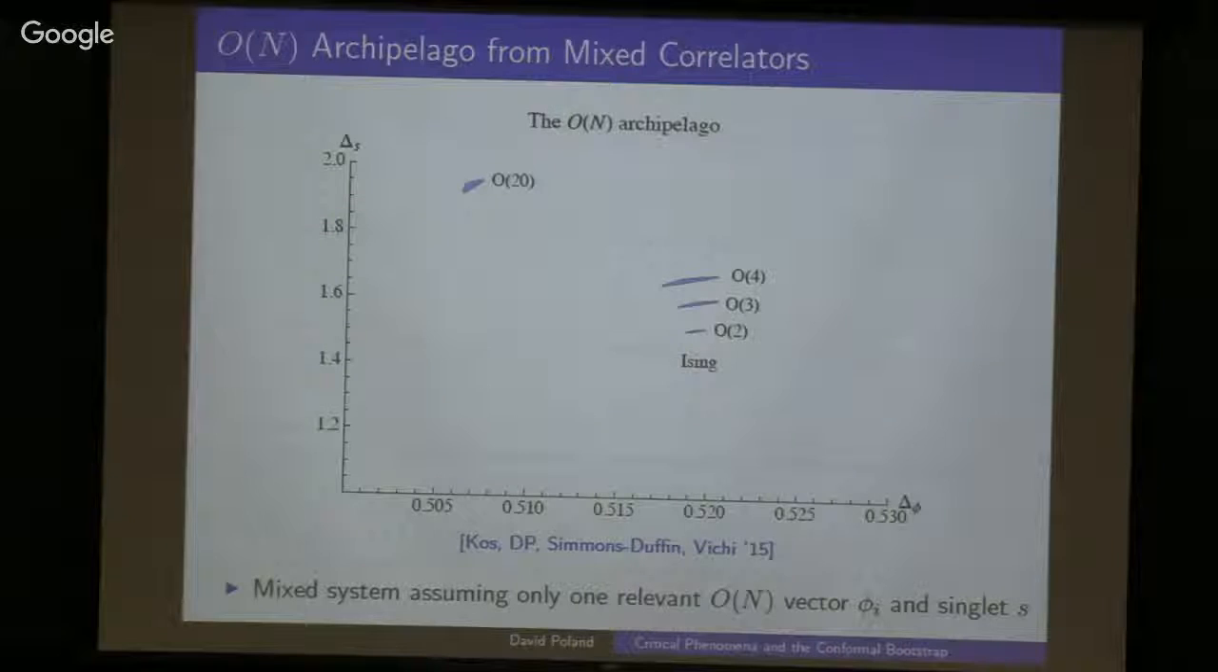Okay, so these islands you can see are so far not nearly as small as they were for the Ising model island. We hope this is going to improve as we push the computations further, increase the functional search space, and add more Bootstrap equations. But let me just give you a sense of how these determinations compare to various experimental determinations.